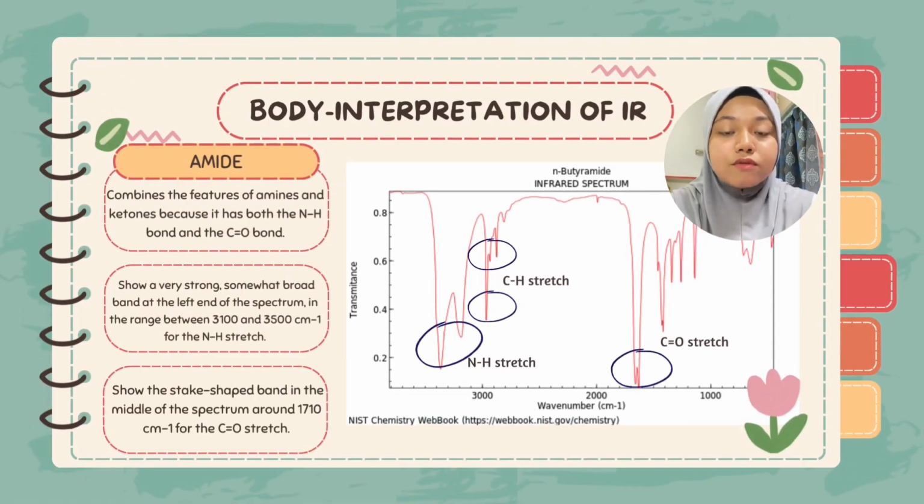The amide functional group combines the features of amines and ketones because it has both an NH bond and a C=O bond. Therefore, amides show a very strong, somewhat broad band at the left end of the spectrum in the range between 3100 and 3500 cm-1 for the NH stretch. At the same time, they also show a stick-shaped band in the middle of the spectrum around 1710 cm-1 for the C=O stretch. As with amines, primary amides show two spikes, whereas secondary amides only show one spike.